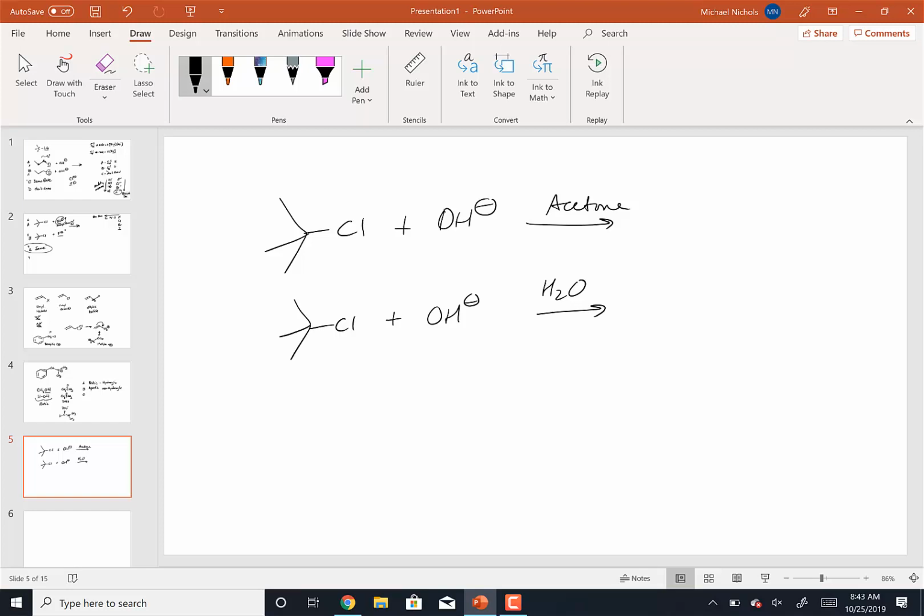In order to answer that question, I would need to determine the mechanism. So the mechanism for these two reactions is SN1, because it's a tertiary halide. What's different about these reactions? The solvent. Does the solvent play a role? Yes. Which way?